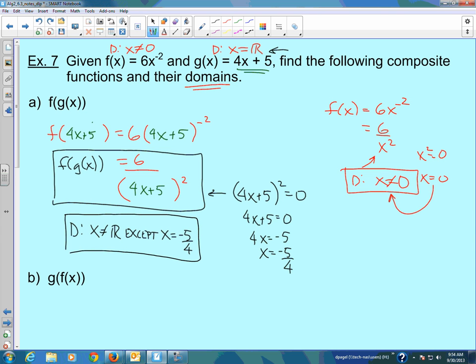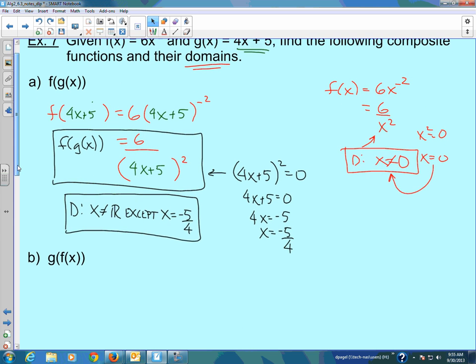There's the domain of this function. You can be negatives down there. If you square them, you get positive. You can be positive down there. You square them, you get positive. But you cannot be negative 5/4, because that would produce a 0 in the denominator.